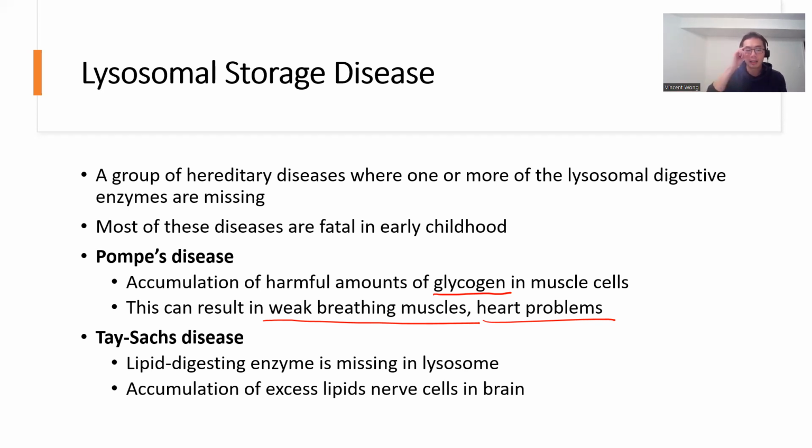Another one is called Tay-Sachs disease. That's something that they sometimes will screen for in prenatal screening when you have a baby. And in this case, you are missing an enzyme that breaks down lipids. And those excess lipids build up in the brain cells and interfere with brain development. Okay. So there are a bunch of diseases that are related to these enzymes in the lysosome. It's going to cause some problems.